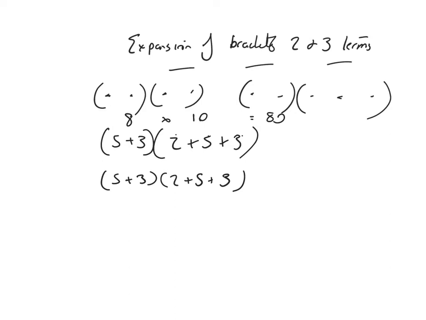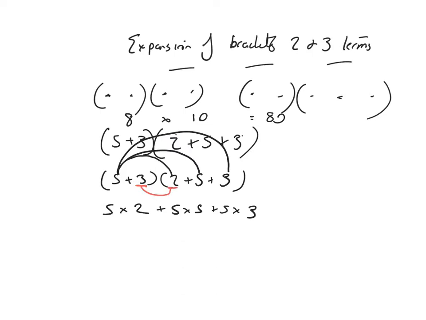Okay, so what we're going to do is take the first term from the first bracket and multiply it by the first term in the second bracket. We're then going to take the first term in the first bracket and multiply it by the second term in the second bracket, and then by the third term in the second bracket. Now we're going to take the second term in the first bracket and multiply it by the first term in the second bracket.